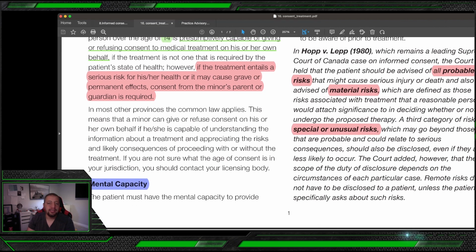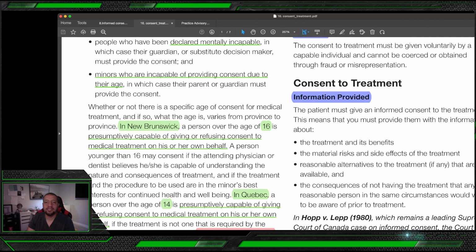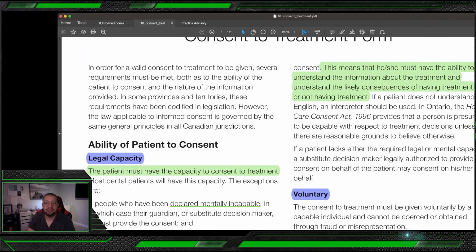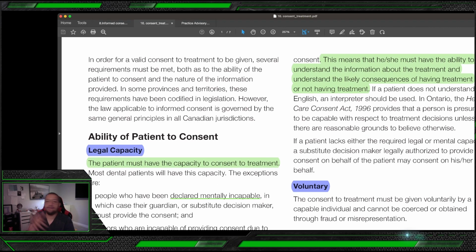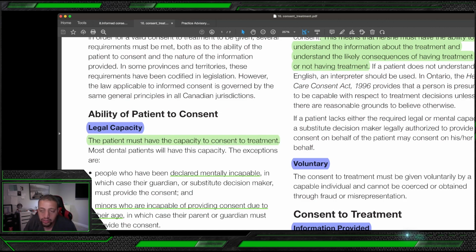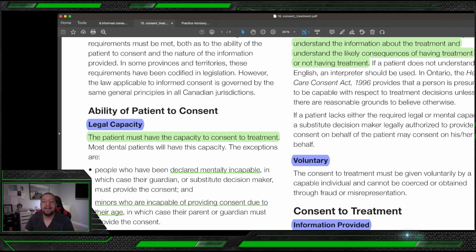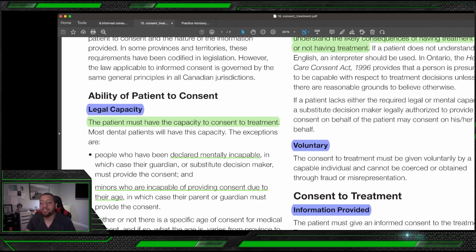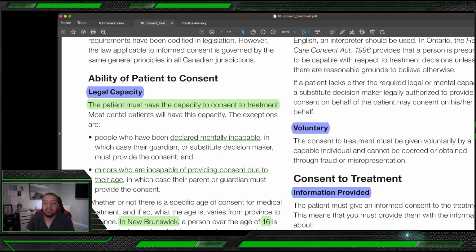And then is the mental capacity. If the patient is declared to have some issue with his mental capacity, he cannot give you the consent. This means that he must have the ability to understand the information about the treatment and understand the likely consequences of having the treatment or not having the treatment. If a patient does not understand English, an interpreter should be used. And then he speaks about Ontario stuff like this. So the mental capacity doesn't mean that if he cannot understand it, you jump to the conclusion he has some mental issue. Maybe he doesn't understand English or French, so you should give him the opportunity to translate to his language. And then voluntary means you should ask your patient to give the consent by his freedom, not force him to do it.